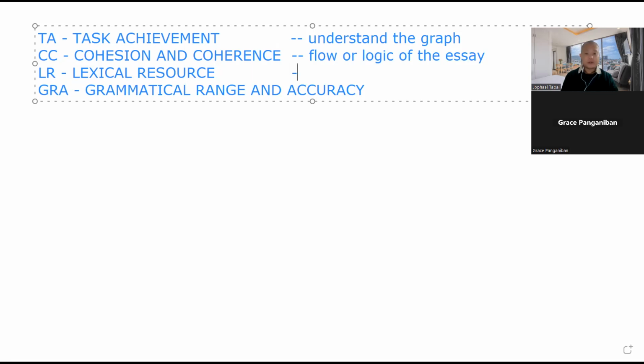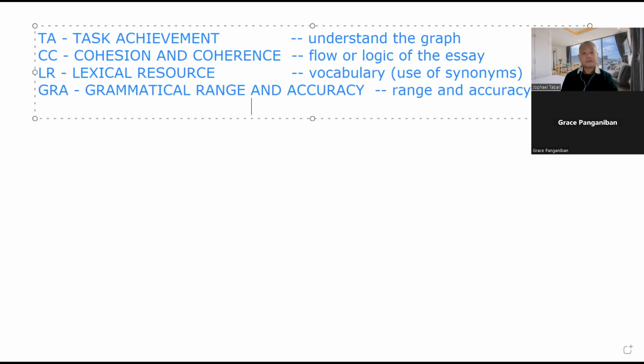Then certainly lexical resource means vocabulary. In writing task one, the vocabulary here is mostly the use of synonyms. Yeah, and we will check later on. And finally, we have grammatical range and accuracy, which is range and accuracy in grammar. For writing task one, the grammar is just basic. Basic grammar to learn, such as the tenses, the simple tenses.